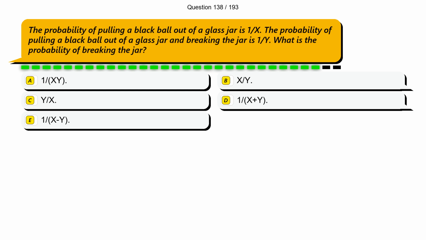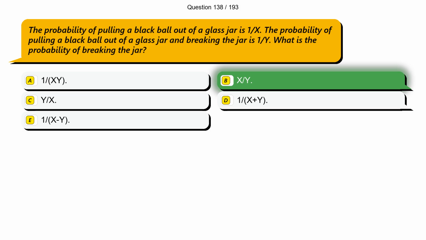Question 138. The probability of pulling a black ball out of a glass jar is 1/x. The probability of pulling a black ball out of a glass jar and breaking the jar is 1/y. What is the probability of breaking the jar? Option A 1/xy, option B x/y, option C y/x, option D 1/x plus y, option E 1/xy.